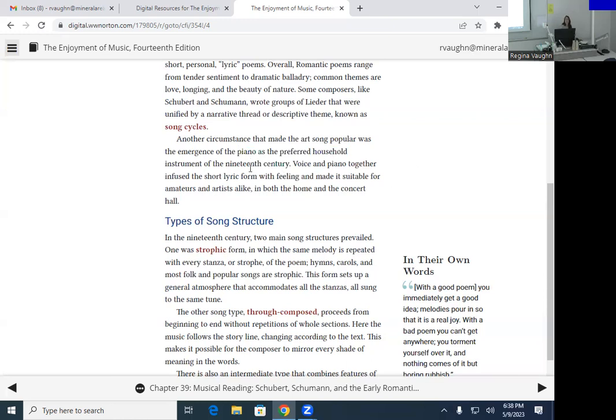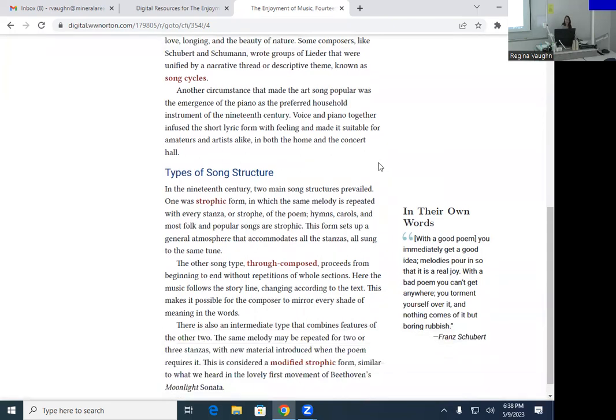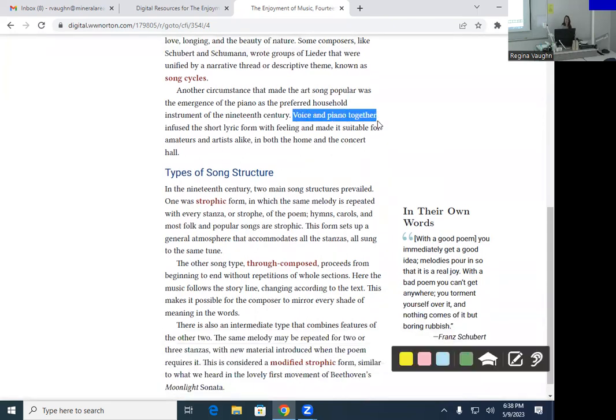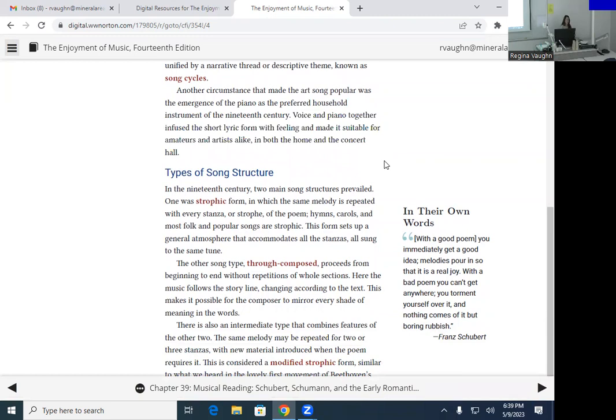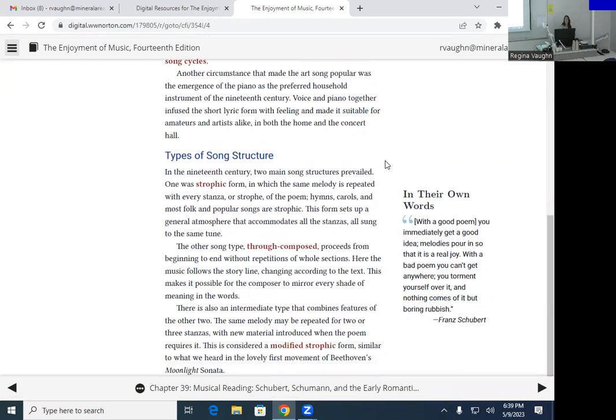So pianos became more widespread and more commonplace in wealthier and middle-class homes. So voice and piano together made sense, because if you had room in your house for a piano and someone could play it, then all you need is someone to sing the lieder, and poof, you've got instant music.